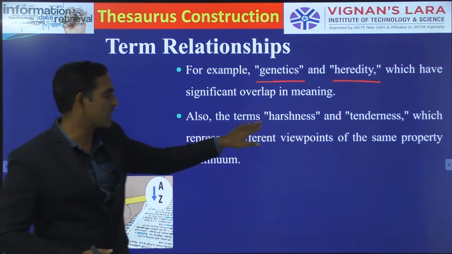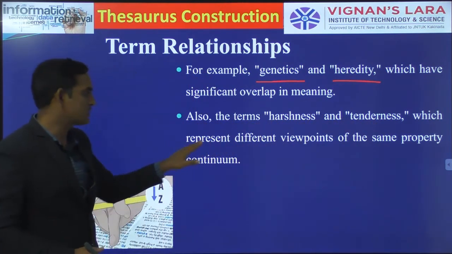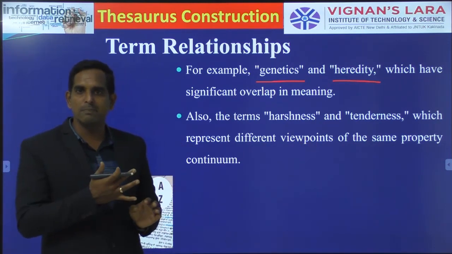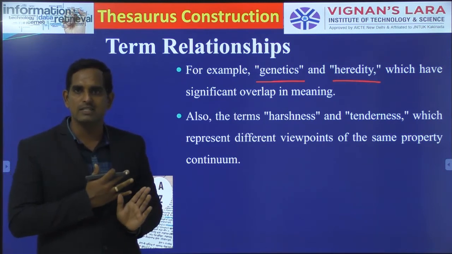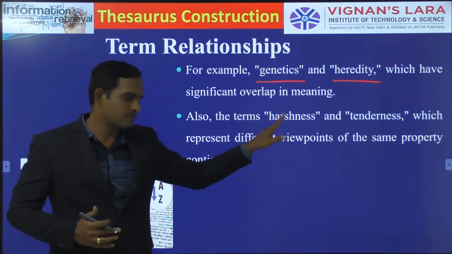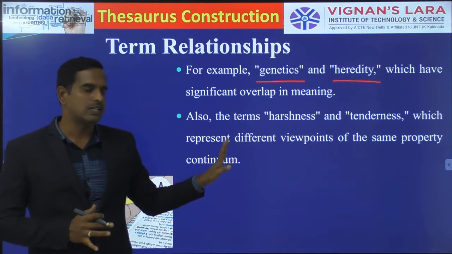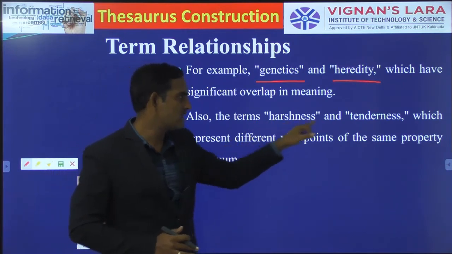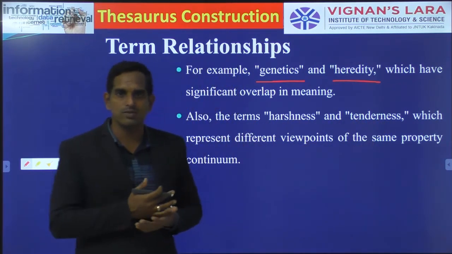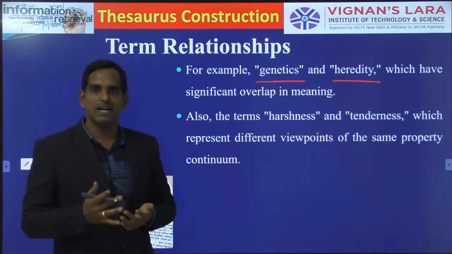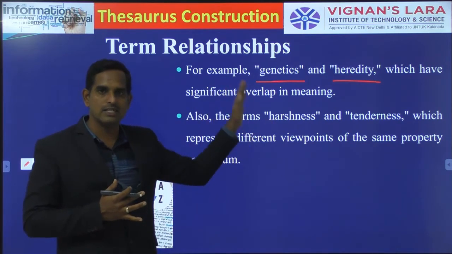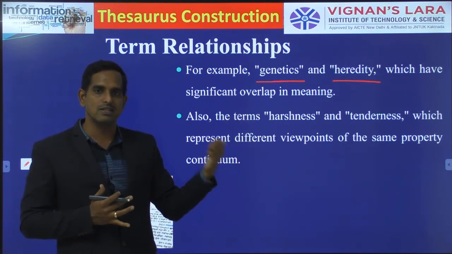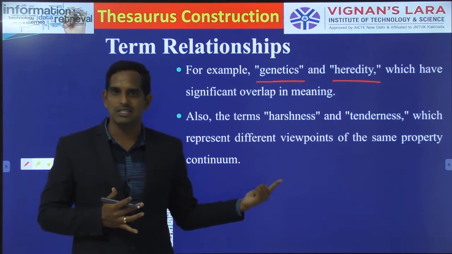And also terms like hardness and tenderness, which represent different viewpoints of the same property continuum. So they might be representing different properties, but they can be treated as quasi-synonyms. These are mainly for retrieval purposes only. That is, if you search for the word harshness, similar tenderness results also can be retrieved. In this manner your thesaurus will contain relationships between your terms. So the equivalence relationship between the terms can be either a synonym relationship or a quasi-synonym relationship.